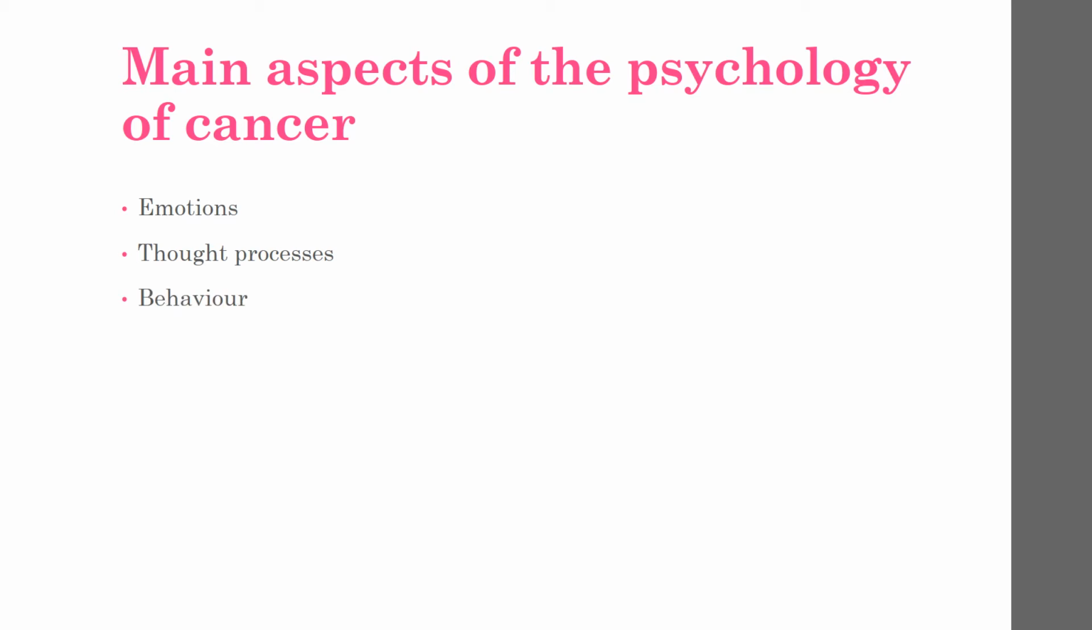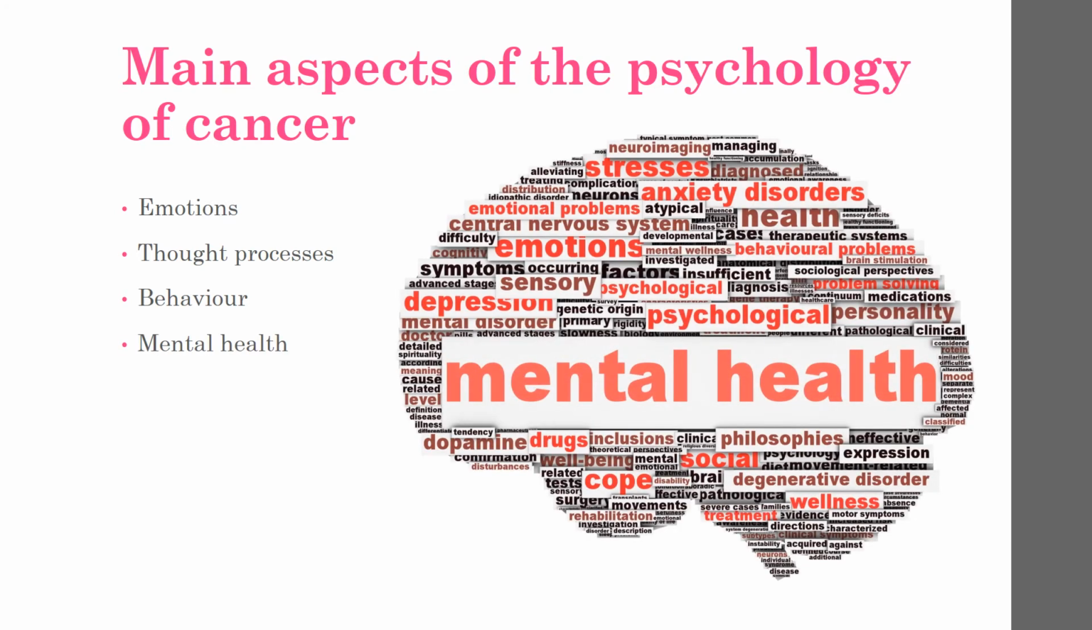Then behavior. What are the precipitating behaviors that may have caused cancer? What are the behaviors that people engage in after they've been diagnosed with cancer? We're looking at adherence or compliance. We're talking about body language. There's lots of things that go into the behavior that's associated with cancer. And finally, we're looking at mental health. So in a way, emotion, thought processes, behavior, all of it is contributing to ensuring the mental health of patients.